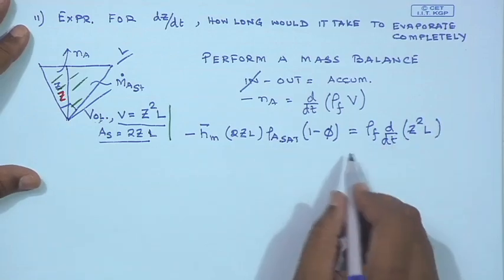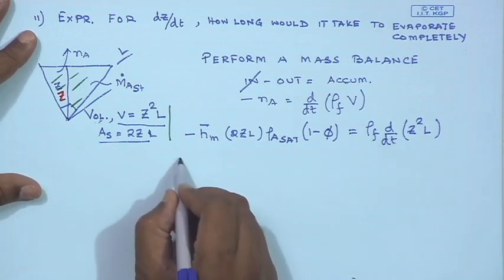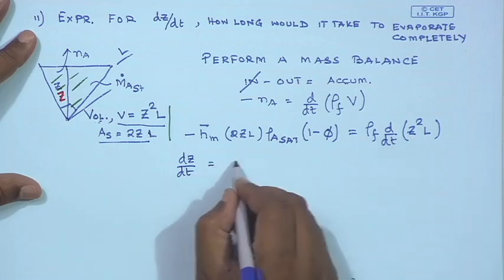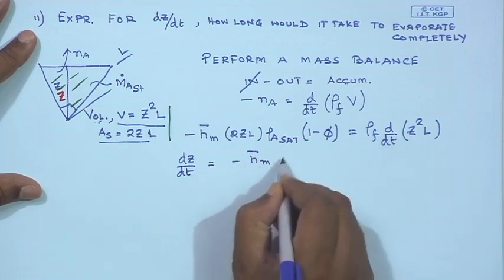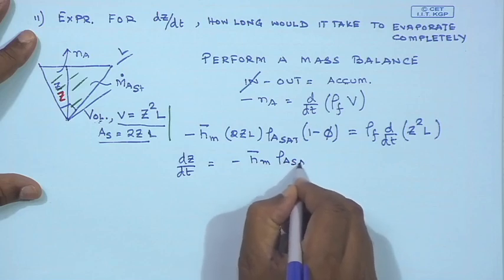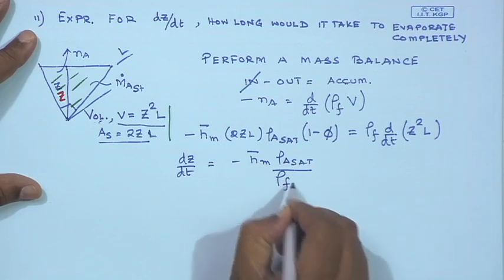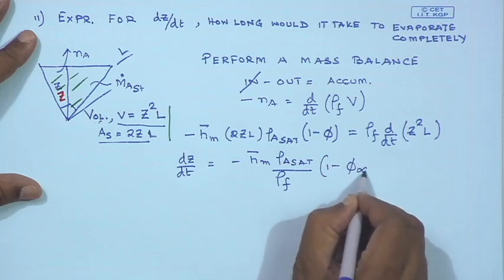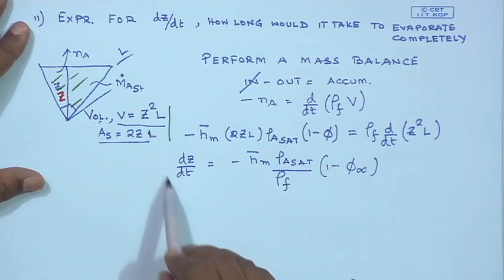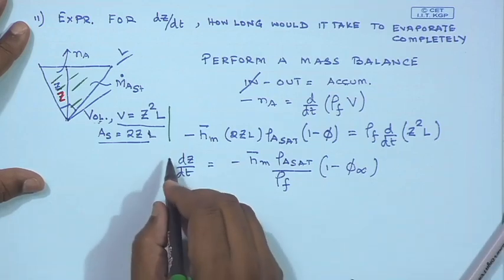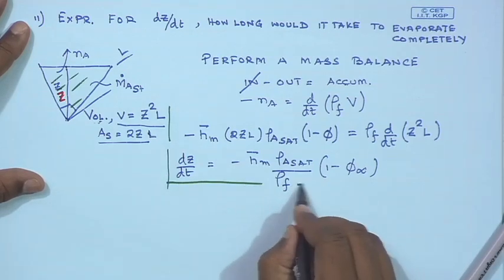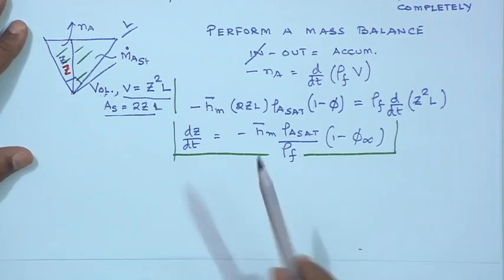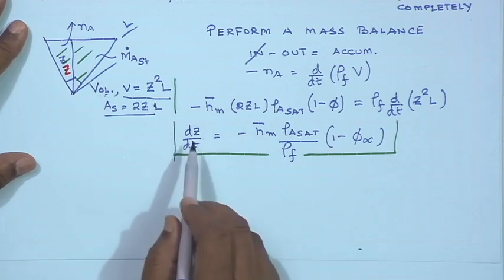So, when you simplify it, what you get is dz/dt is equal to minus h bar m rho A sat by rho of the liquid water, times 1 minus phi infinity. This is the governing equation which would give you the time rate of change of water stored inside the channel. So, this is dz/dt.